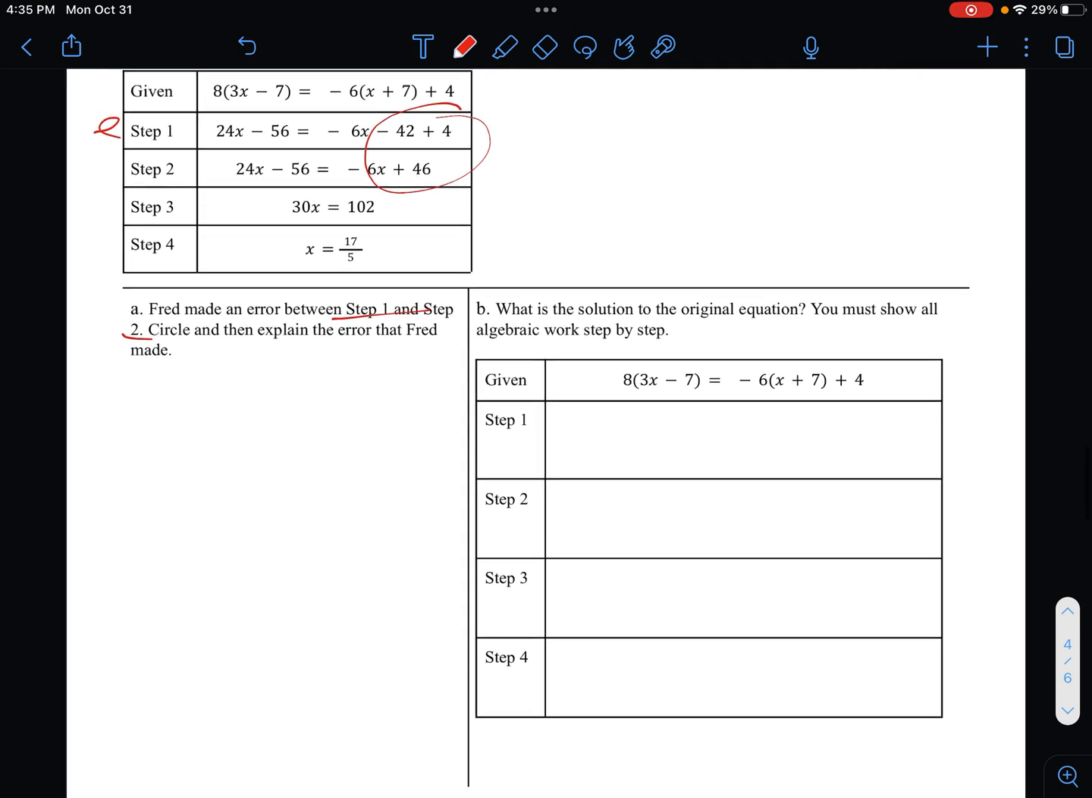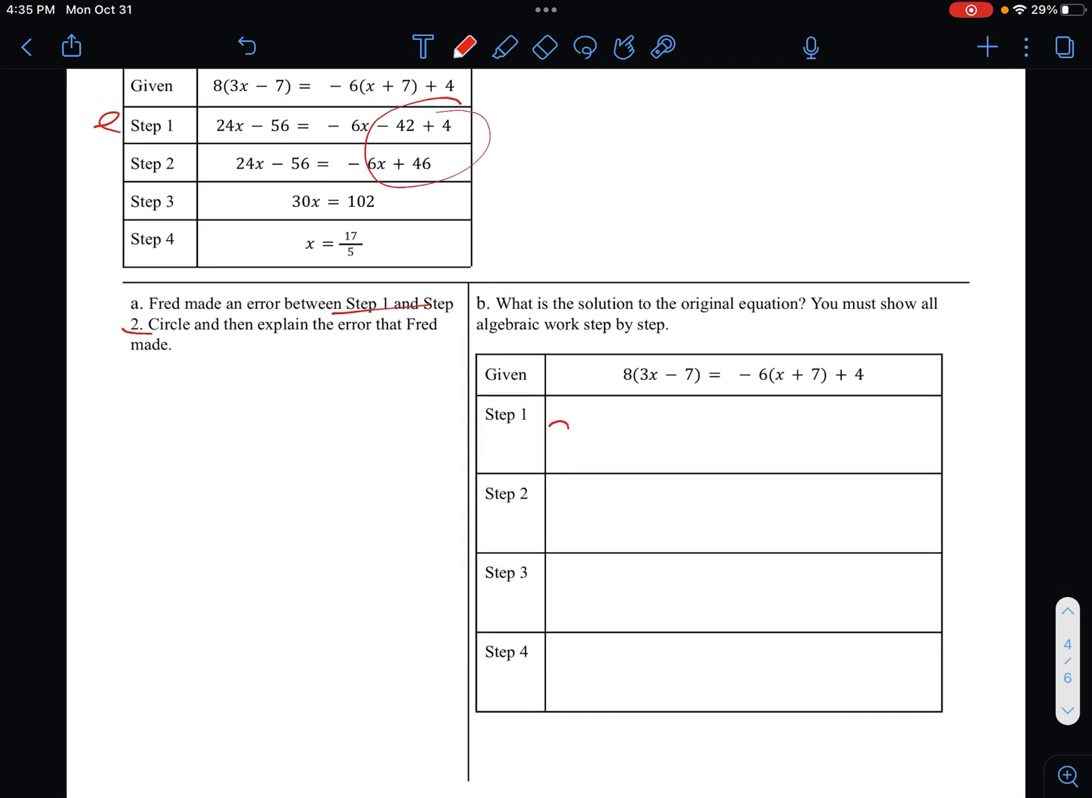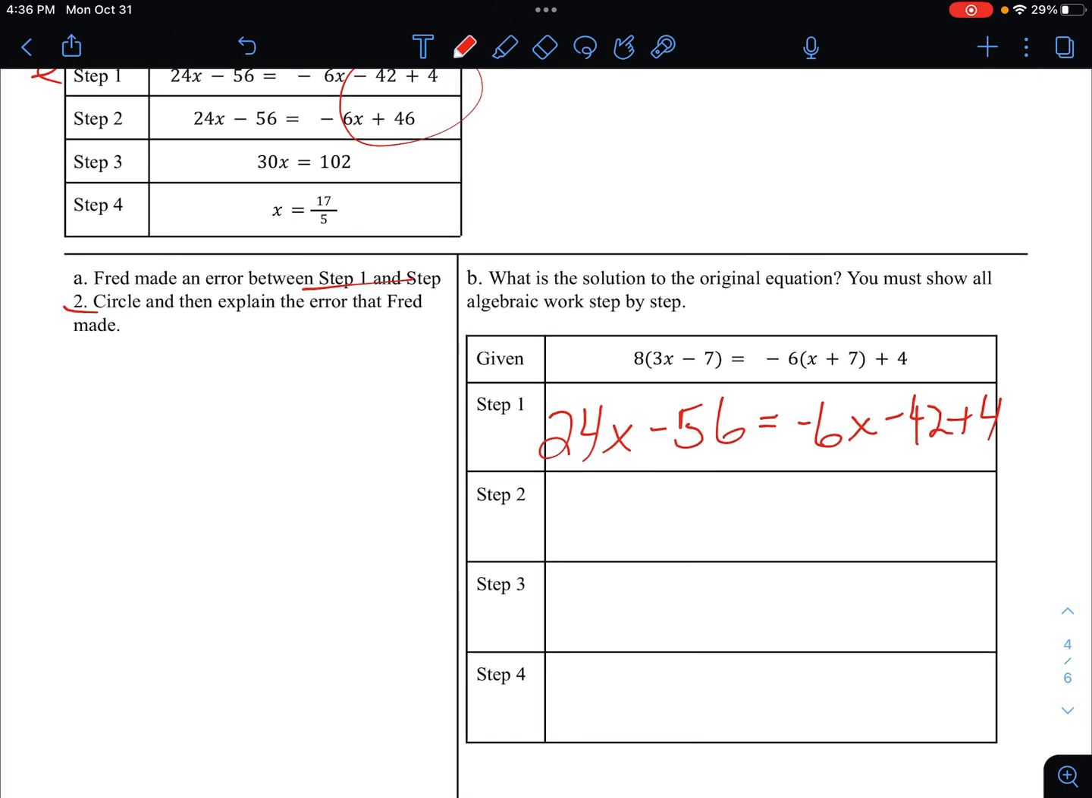So what we'll do is we'll go back down here and we'll solve this. We'll have 24x minus 56 equals negative 6x minus 42 plus 4. Now, if you didn't know where to start, what I would do is just solve the equation how you would normally solve it and figure out where his work went wrong. So now I'm going to combine like terms. We know he made a mistake, so we have to make sure we combine like terms correctly.